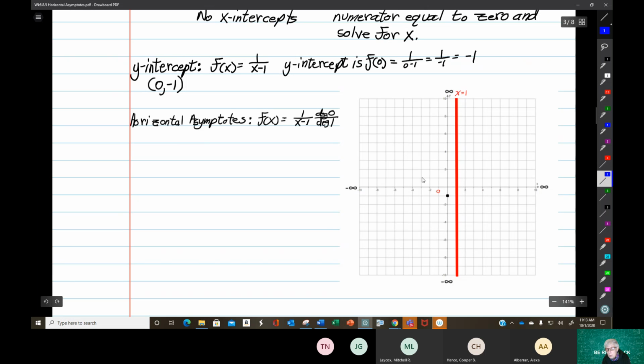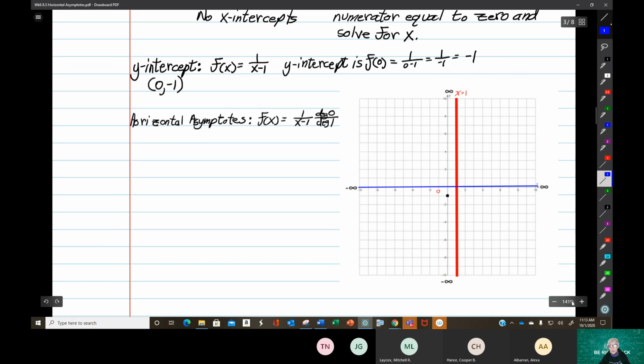And I'm going to put a blue line on that. Asymptotes are tendencies. Well, the horizontal asymptote is a tendency. The vertical asymptote is a definite do not cross. Okay?